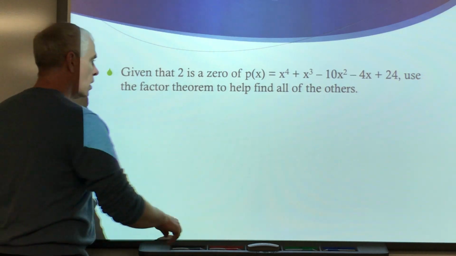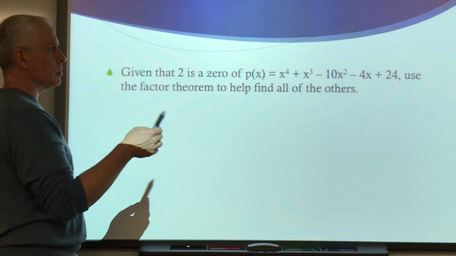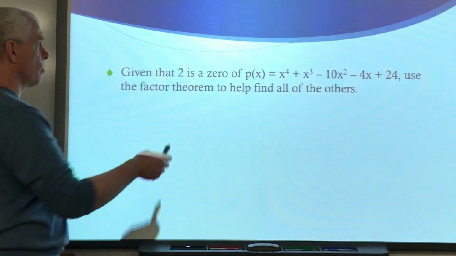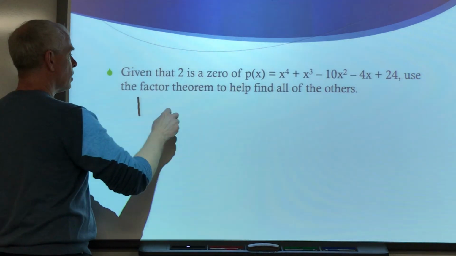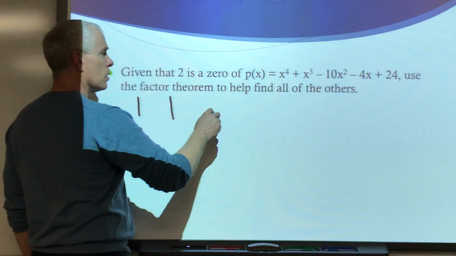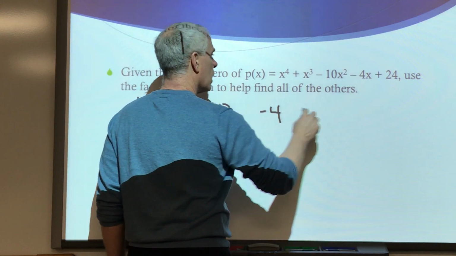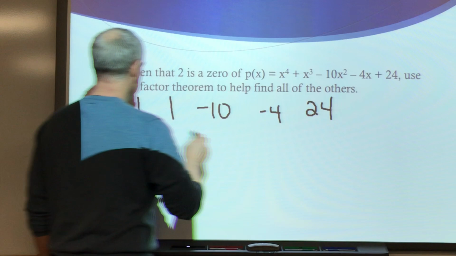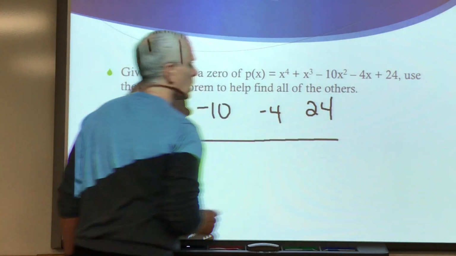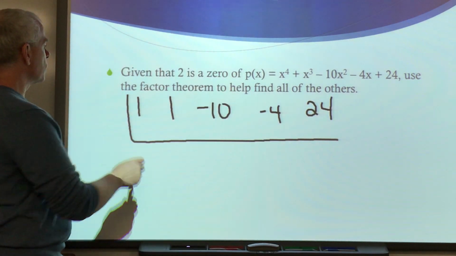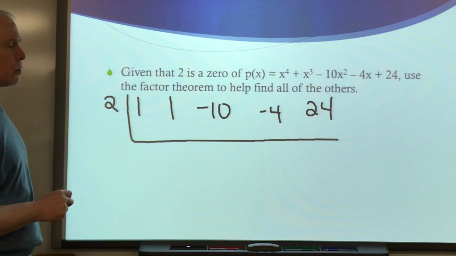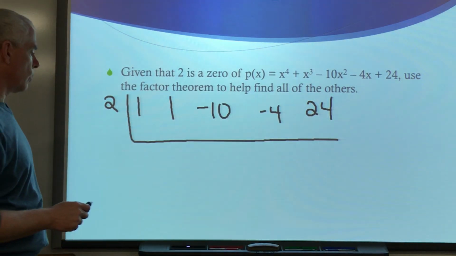Given that 2 is a 0, use the factor theorem to help find all of the others. Well, if I know 2 is a 0, I should be able to divide out and have 0 for a remainder. So I've got 1x to the fourth, 1x to the third, negative 10x squared, negative 4x, and 24. They say 2 is a 0, so x minus 2 is a factor. We're going to put a 2 out in front.